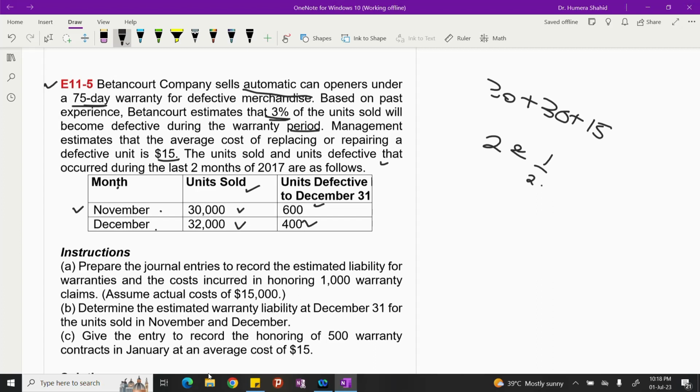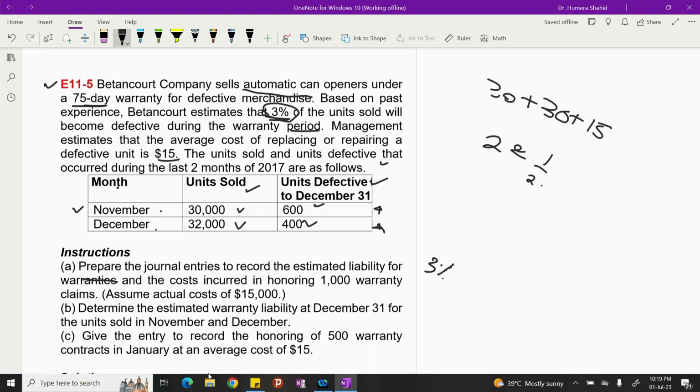But these are the units sold and the units actually returned. If you remember, we do not create the warranty liability with the actual facts and figures. We create the warranty liability with our estimates. So the estimate is that 3% of units will be defective. Okay, let's move on. Prepare the journal entry to record the estimated liability for the warranty. So don't forget, it's from the expectation, 3% of units sold. They are our estimated warranty liability.